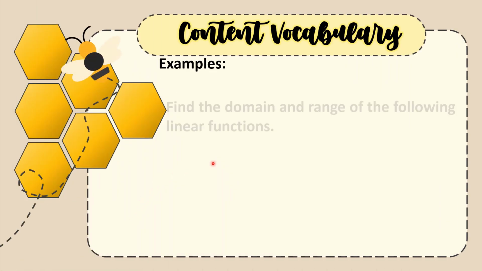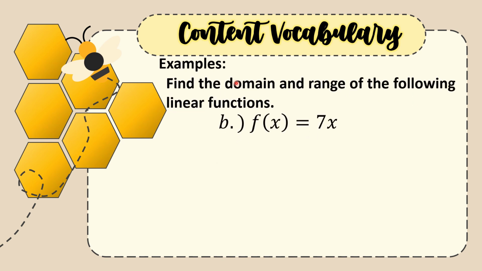Now let's have example letter B. We are just going to find the domain and range of function letter B. For example, letter B, which is f of x is equal to 7x. As you can see, only m and x is present while b is missing. That is because b there is equal to 0.